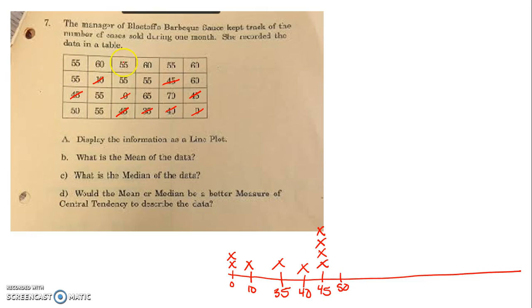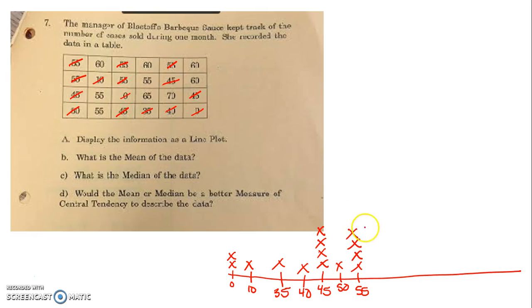Did they sell 50 anytime? Oh, there's a day that they sold 50. So there was one day that they sold 50 cases. Let's look at 55 cases. One day. There's another day that they sold it. I skipped over one. There's another day that they sold 55 cases, and another.